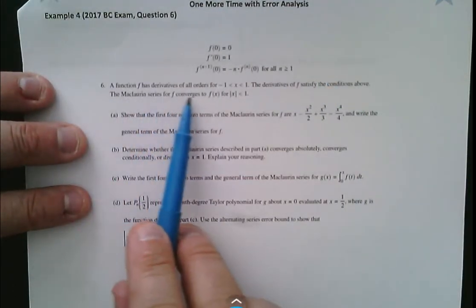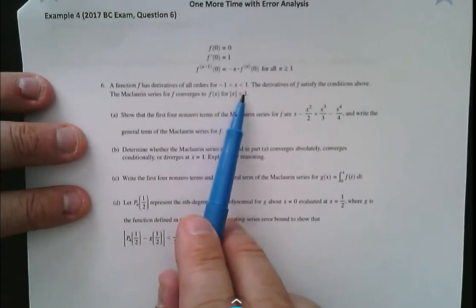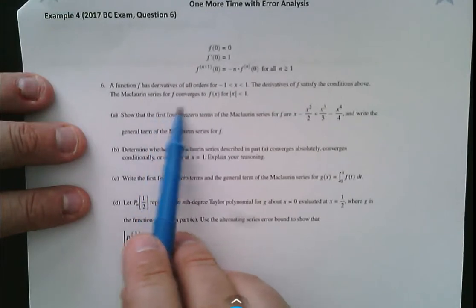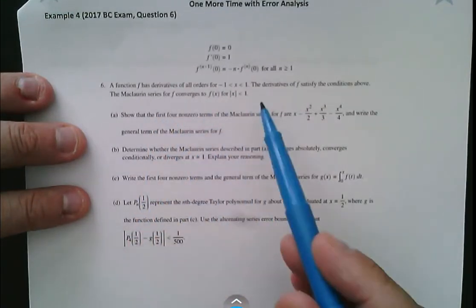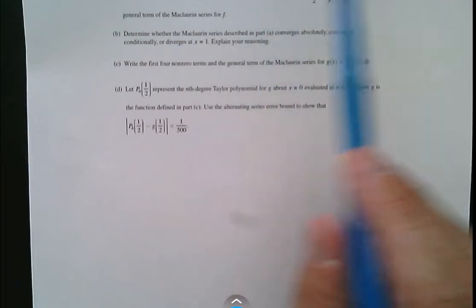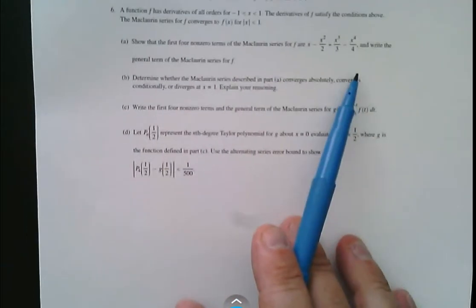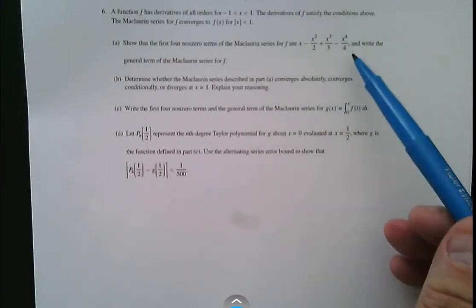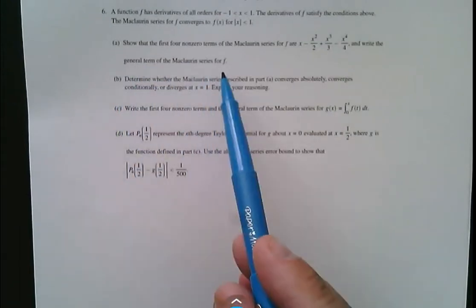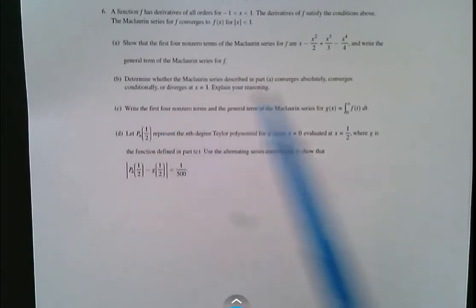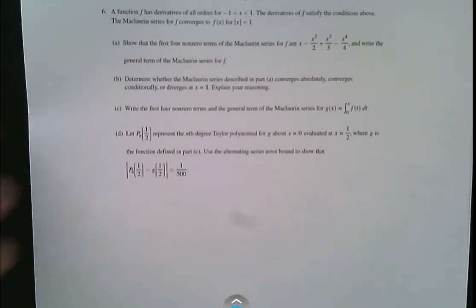We're told that a function f has derivatives for all orders, for -1 less than x less than 1. The derivatives of f satisfy the conditions above. The Maclaurin series for f converges to f of x for absolute value of x less than 1. Okay. In part A, show that the first 4 non-zero terms of the Maclaurin series for f are given by this expression right here, x minus x squared over 2 plus x cubed over 3 minus x to the 4th over 4, and write the general term for the Maclaurin series for f. I know you've heard me say this a couple of times now, that is not why we're here.